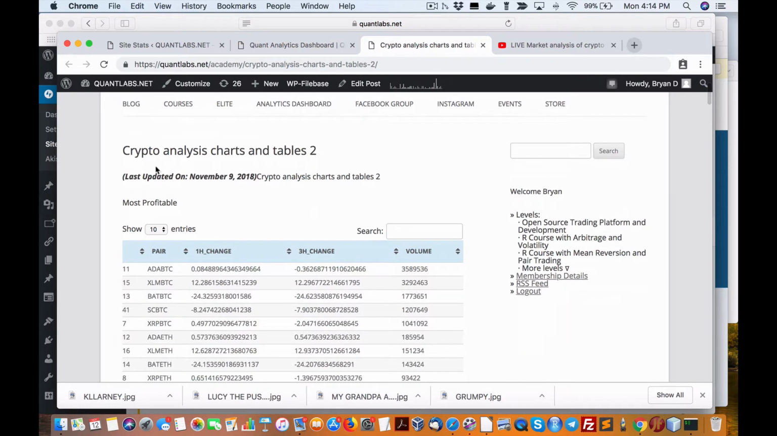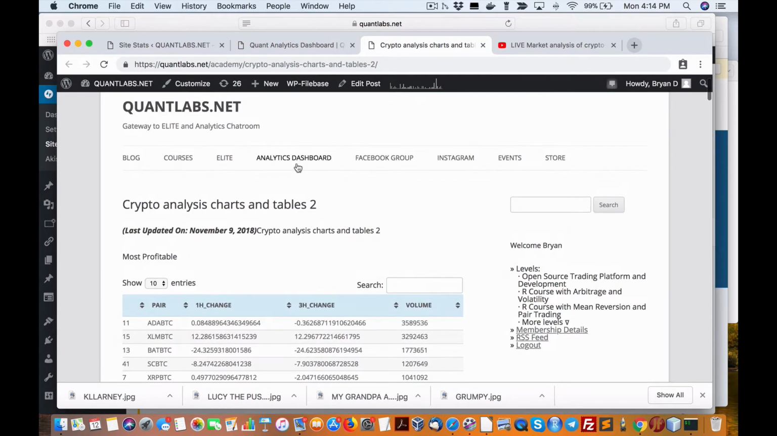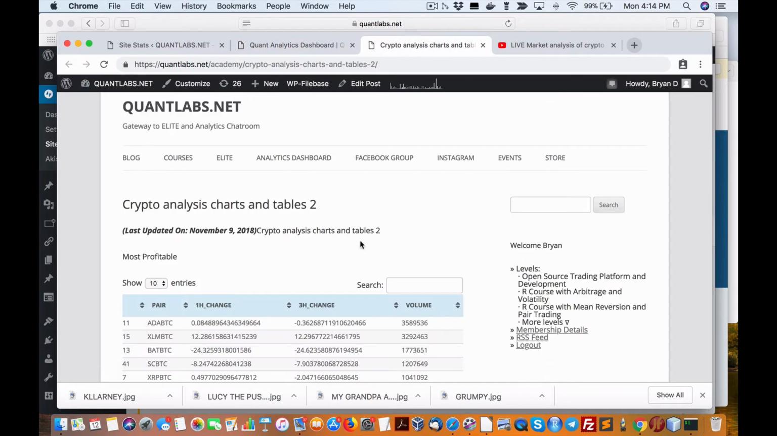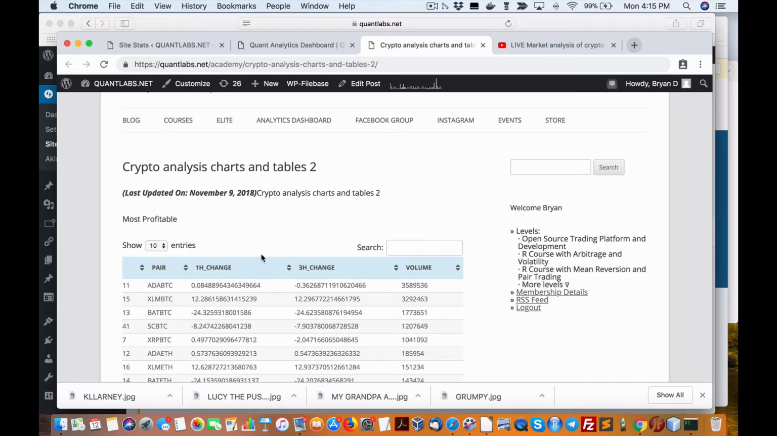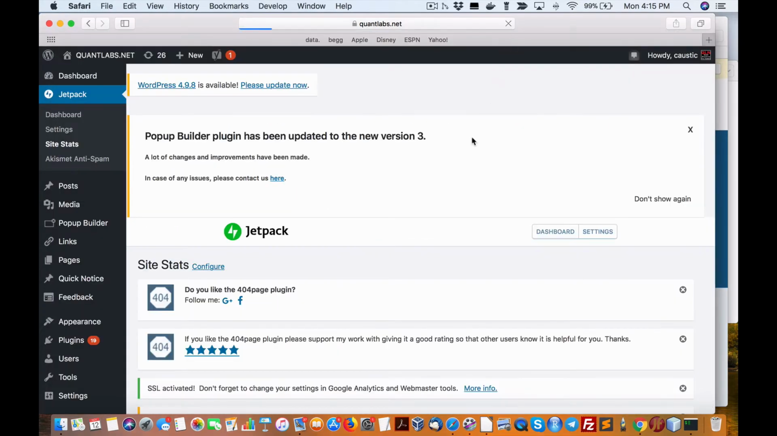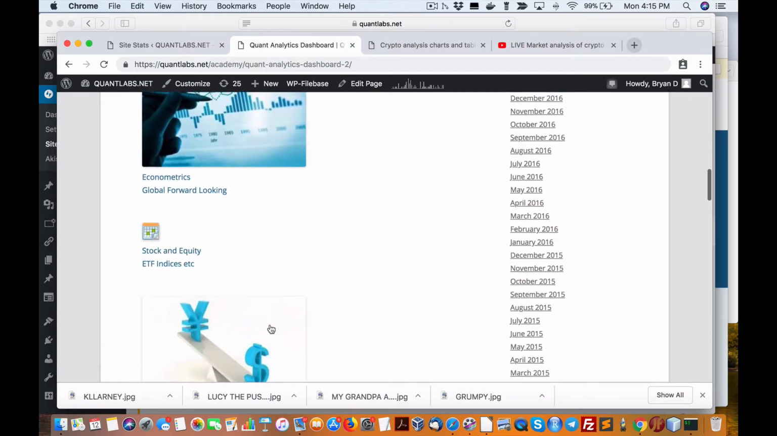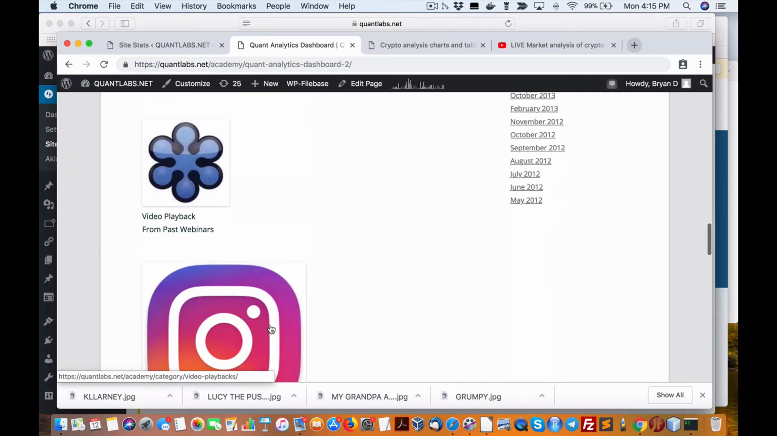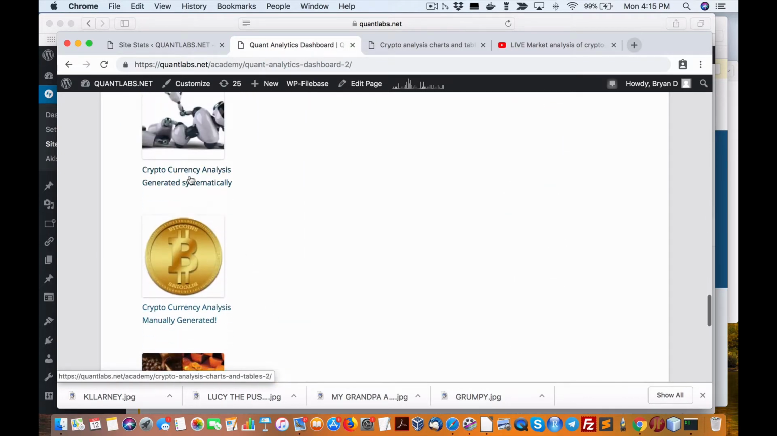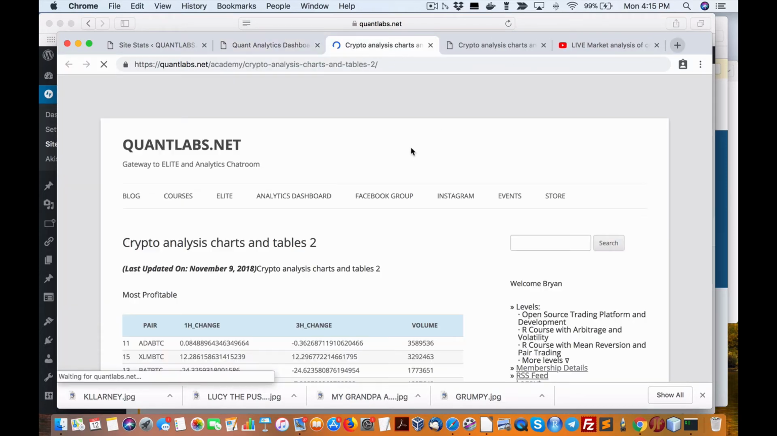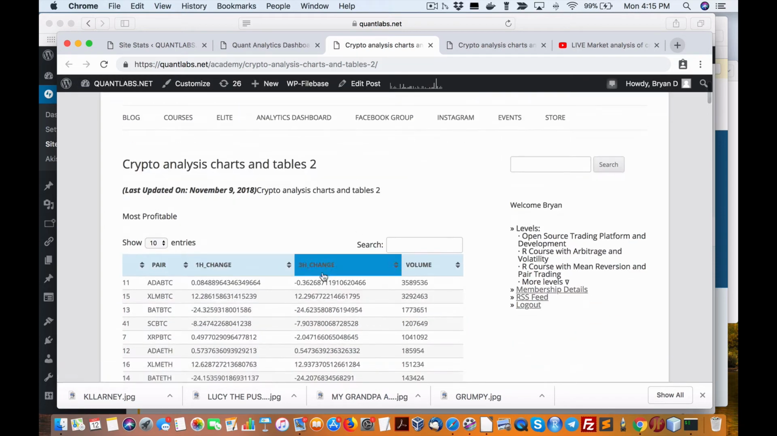Okay, so we're looking at the crypto analysis. Now this is the analytics dashboard, part of my analytics service. This is current as it stands right now. Let me just make sure we get this. So I'm going to start with CFD systematic right here. All right, so this is, as I said, the latest, the freshest.